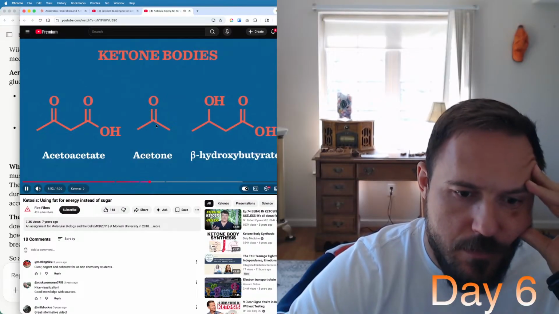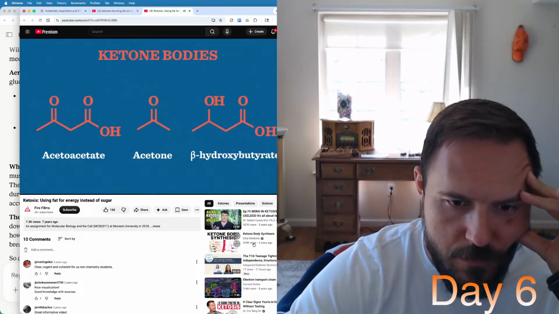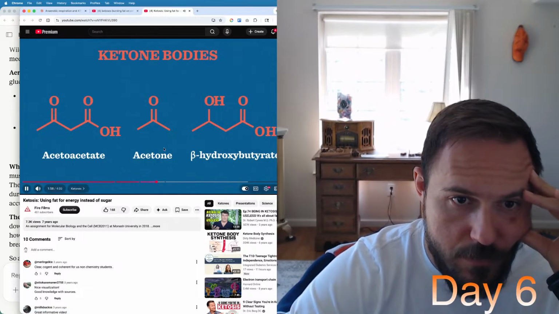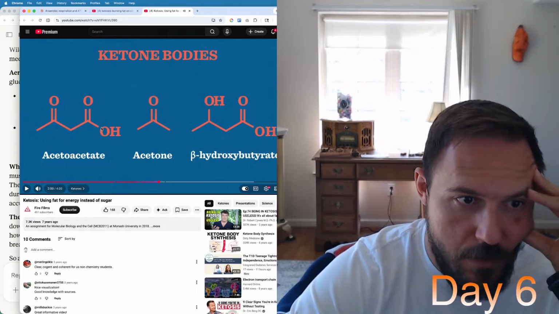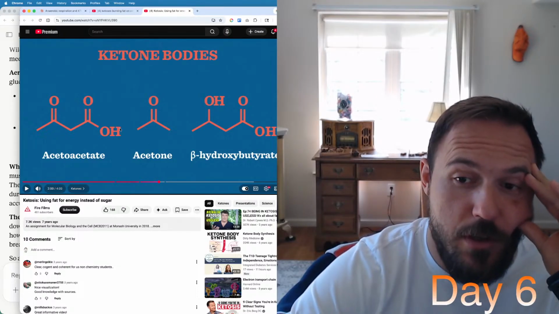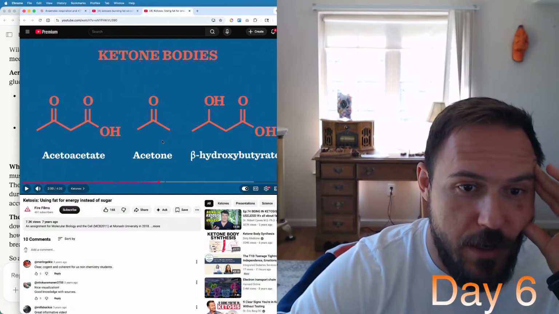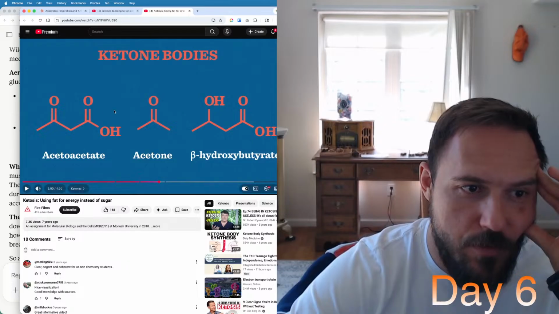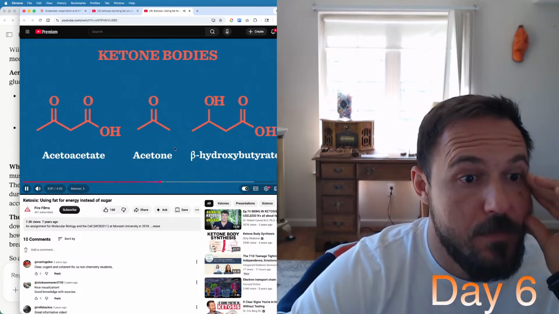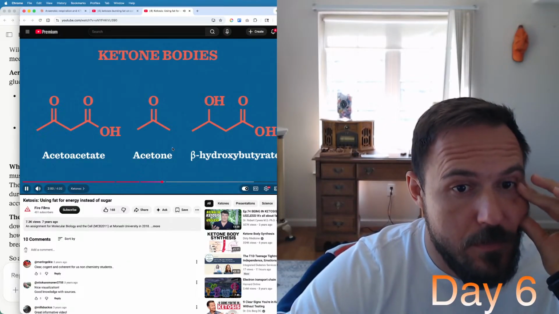Butyrate. These molecules are commonly referred to as ketones, but chemistry enthusiasts might notice that only the first two are in fact true ketones. Okay, yeah. I'm not a chemistry enthusiast, but I have to become one. This one extra H, this one completely off. While the beta-hydroxybutyrate is a carboxylic acid.